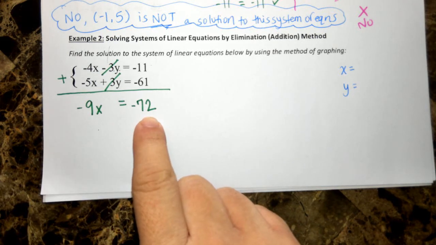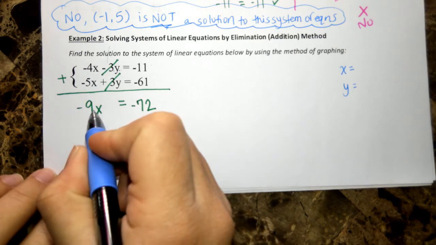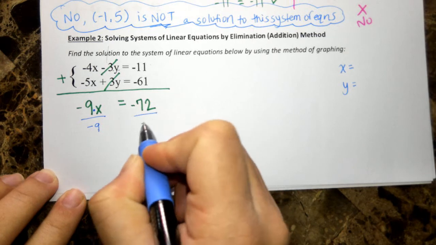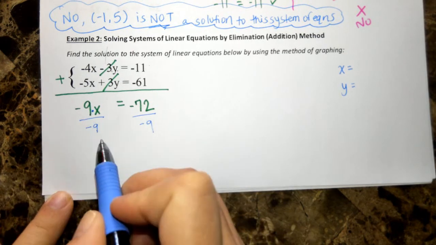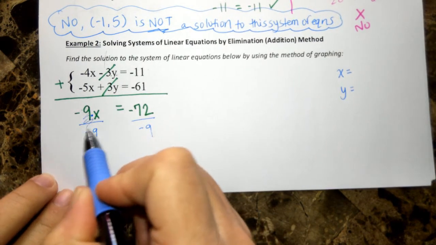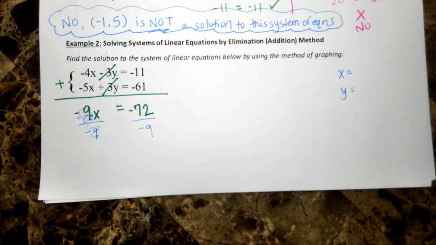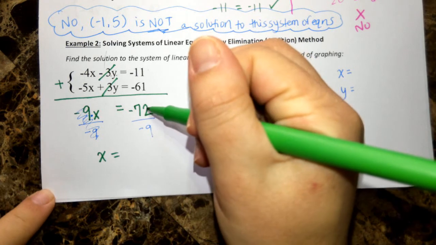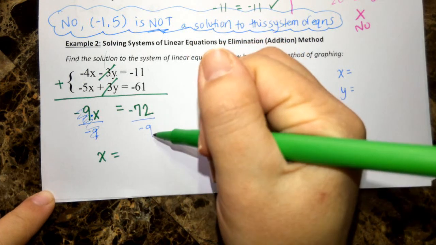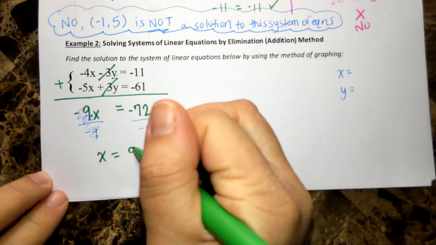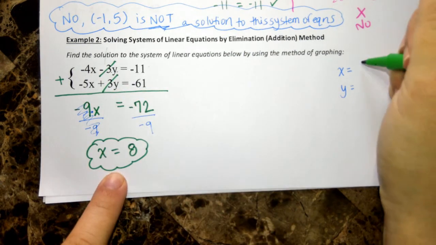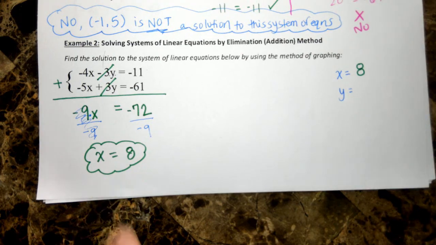Just solve for x. Negative 9 is being multiplied by x, so I'm just going to divide both sides by negative 9. Negative 9 divided by itself is just one whole, so those essentially cancel out. And we are left with x equals negative 72 divided by negative 9, which is a positive 8. And what do you know? We already know the value of x. It is equal to 8.